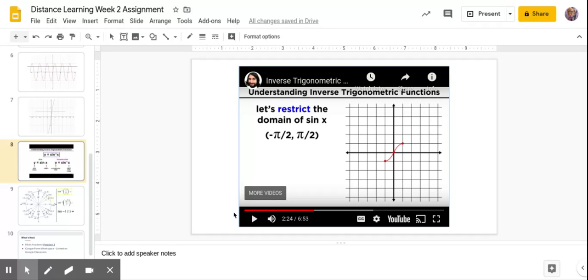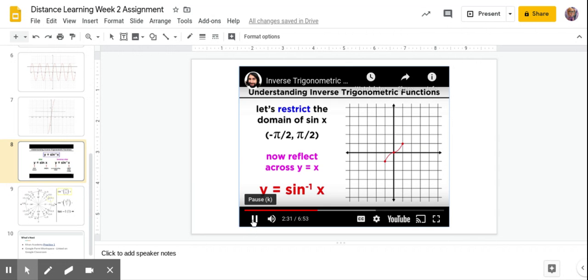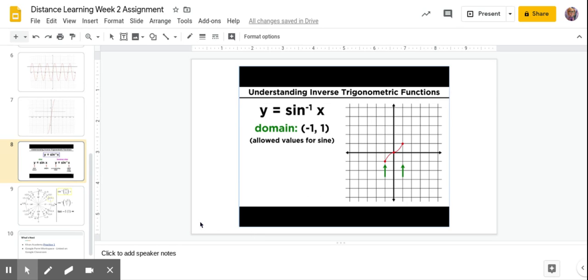Because the sine function doesn't pass the horizontal line test, we have to restrict the domain in order to take the inverse. So if we restrict it from negative pi over 2 to pi over 2, it does pass the horizontal line test. This section does pass the horizontal line test, and it is the inverse of this section that gives us the inverse sine function. So he just reflected it, and this new graph is what inverse sine looks like, which will look like this.